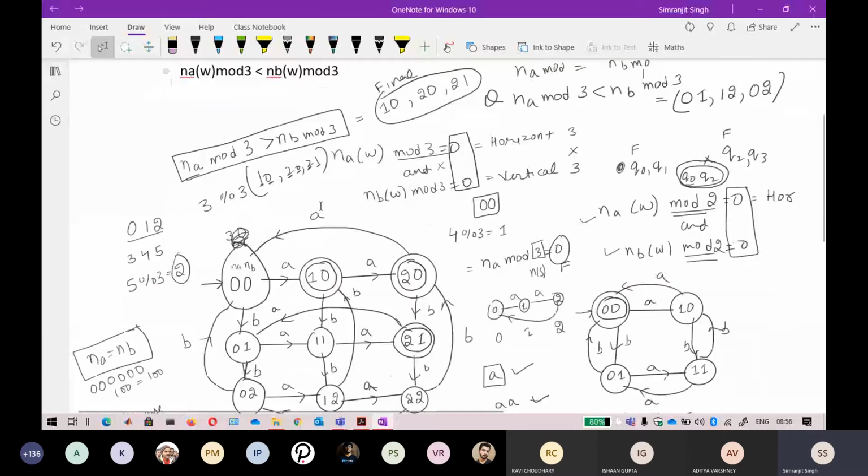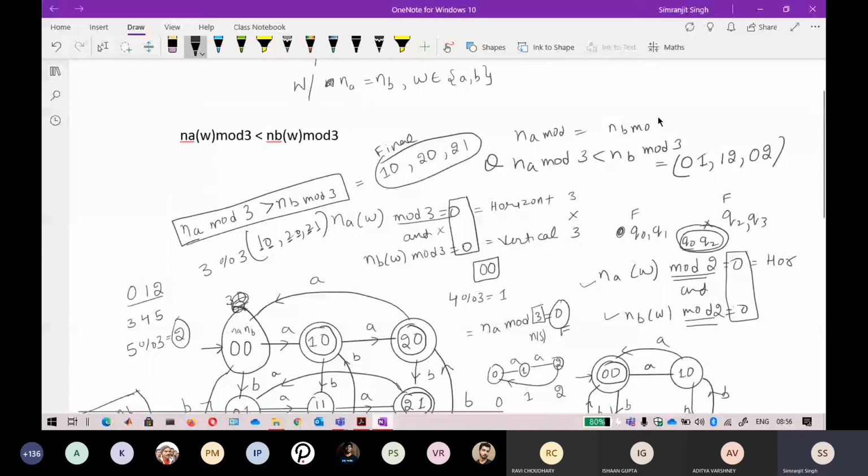Okay, so wherever the number of zeros and ones are equal, you make that a final state. If you make this one a final state and this one a final state, all those strings where the number of A's mod 3 and the number of B's are equal, you will get all the answers. That is how you make an automaton for this one, so you don't get confused in that question.